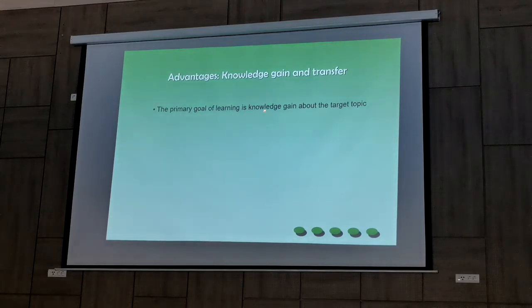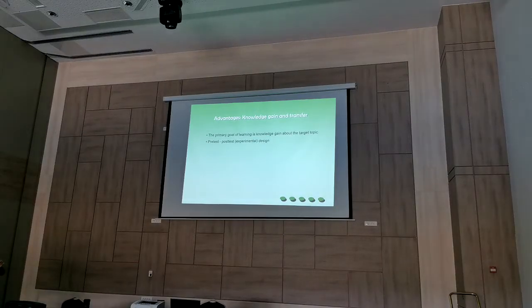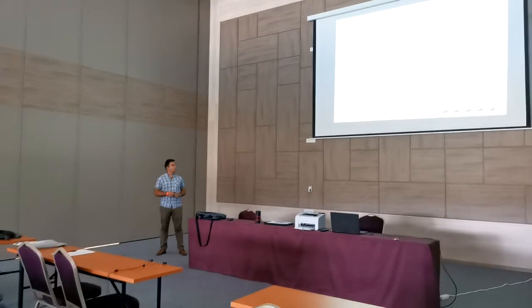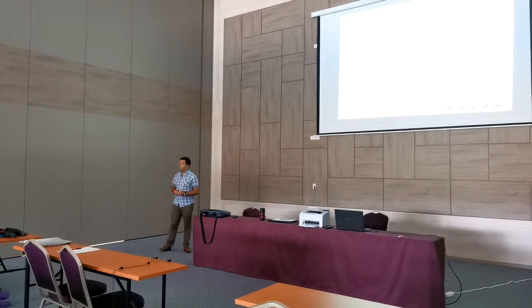Okay, the primary goal of learning is knowledge gain about the target topic. The most powerful design is the pre-test, post-test, experimental design. In this kind of design, we have the whole group of students and they are assessed at the pre-test. Then the group is divided into an experimental group and a traditional group. The experimental group uses augmented reality technology, while the traditional group uses traditional tools. After that, both groups take the post-test.